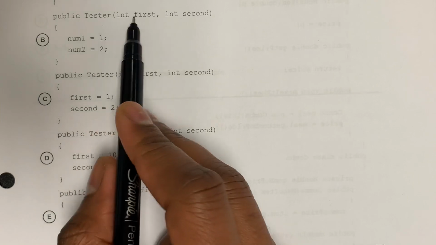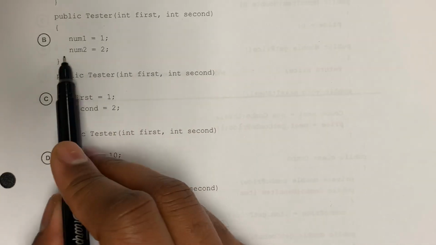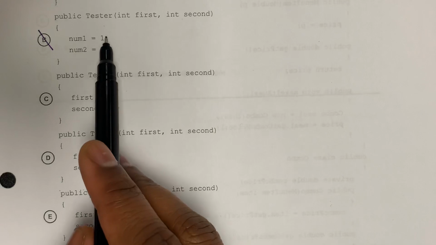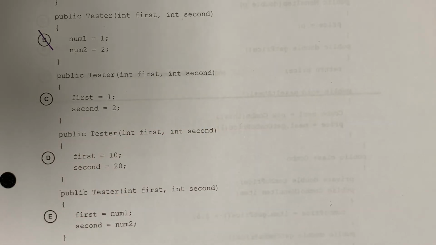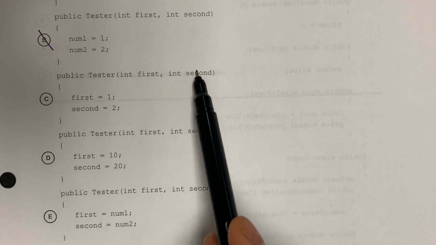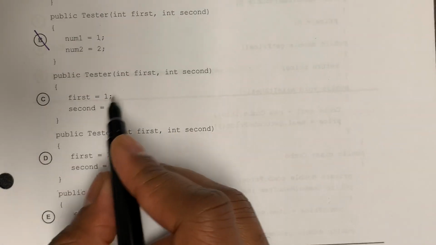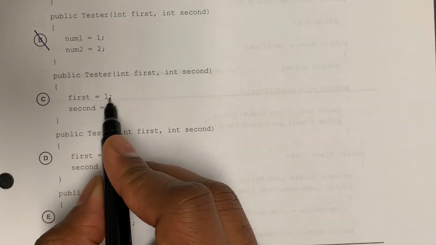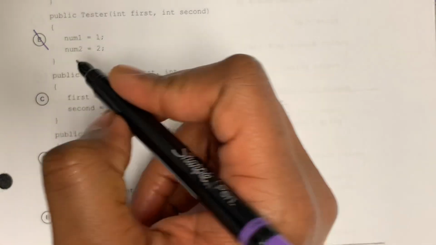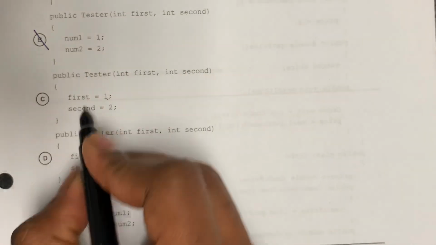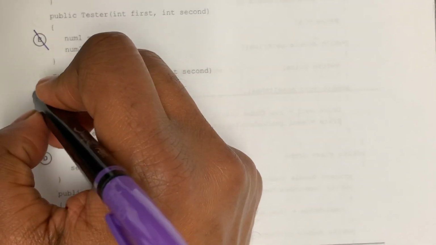So if we have public Tester, int first, int second, num1 equals 1, num2 equals 2. Well, this is incorrect because there are no parameters 1 and 2. Also, you wouldn't actually be able to use 1 and 2 as parameters because they're already values and you need variables here to be parameters. For C, we have first equals 1, second equals 2. It's the same issue. You're setting a parameter equal to some fixed value, which is fine. It just won't actually return anything that's useful, and the instance variables won't be updated.